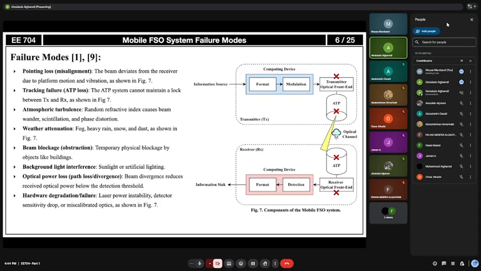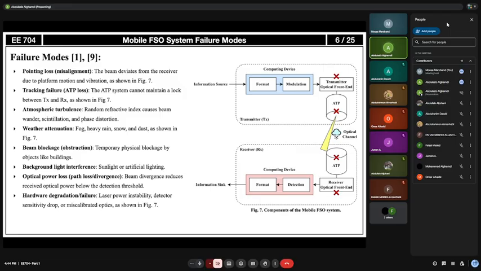Atmospheric turbulence, which is a random refractive index, causes beam wander and phase distortion. Weather attenuation, for example, fog, heavy rain, dust, snow, can also degrade the link performance. Beam blockage, temporary physical blockage by a building or any physical object. Background light interference, for example, sunlight or artificial light.